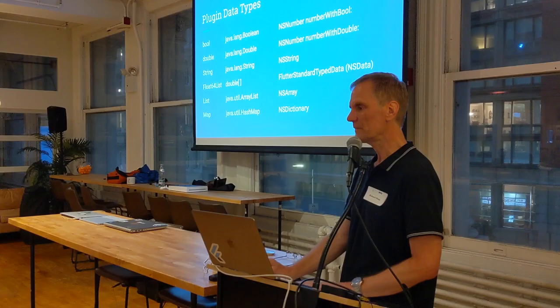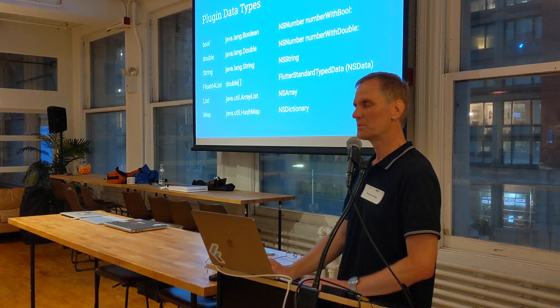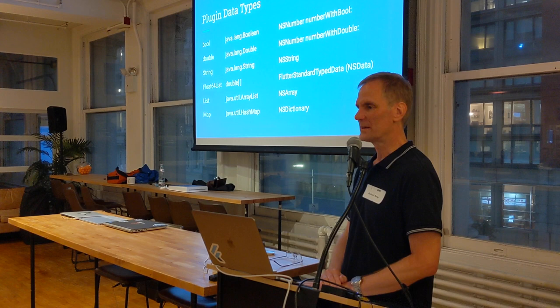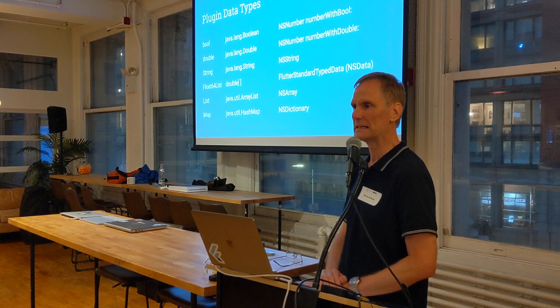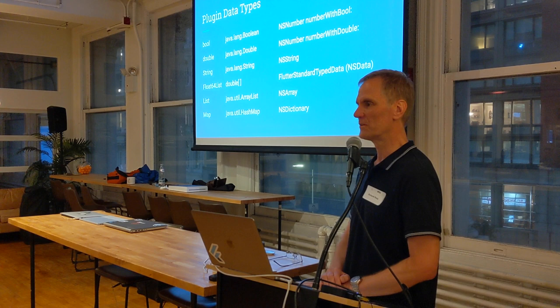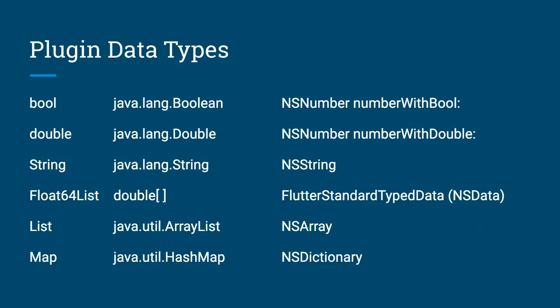Now it gets more interesting because you can pass a Dart list across as well. So a Dart list is an array. And it doesn't have to be a homogeneous array. It can be an array of different things because it arrives in Java as an ArrayList of Object, and it's up to you to cast them to the right types. And it arrives in Swift as an NSArray. And again, you just index into it and interpret the parts as you would.